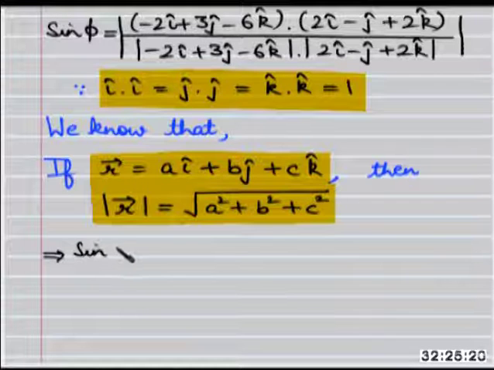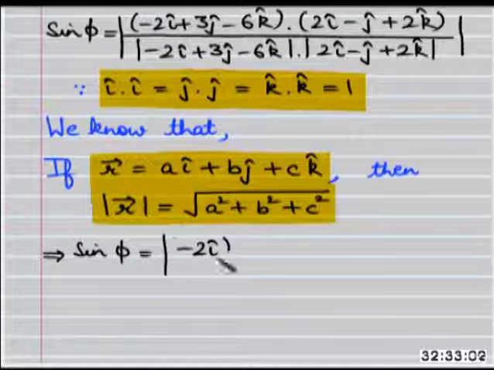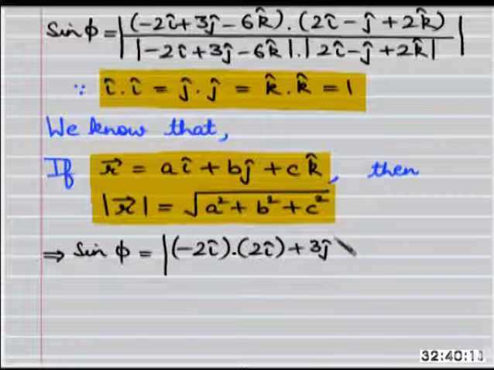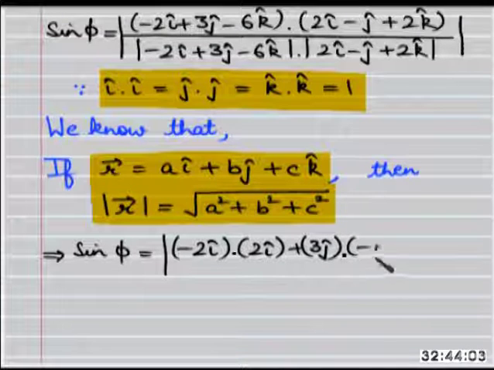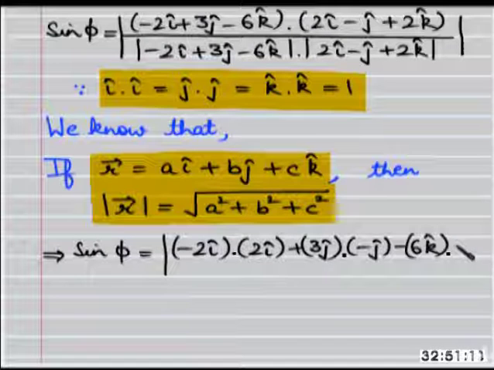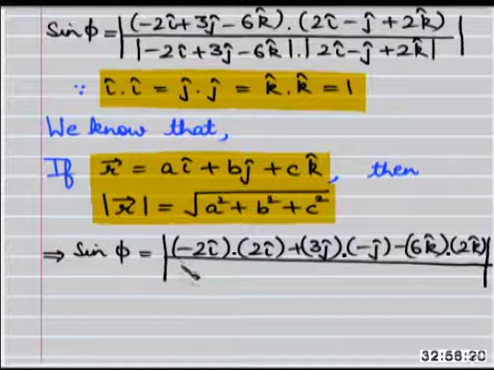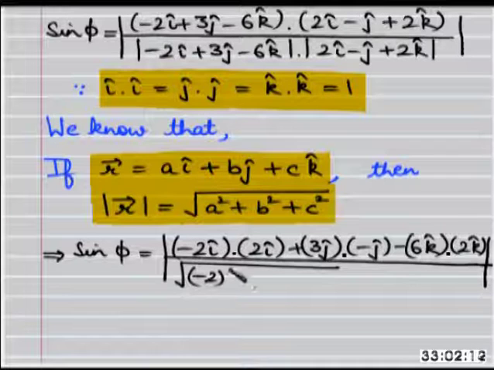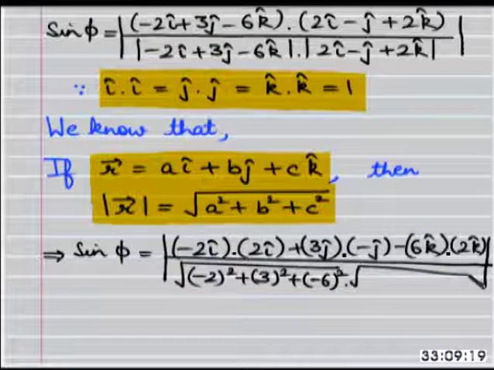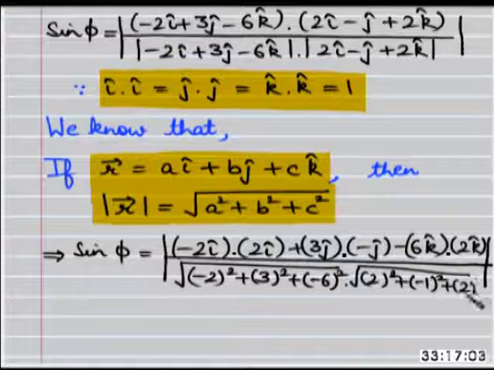sin phi is equal to modulus of minus 2i cap dot 2i cap plus 3j cap dot minus j cap minus 6k cap dot 2k cap whole divided by square root of minus 2 square plus 3 square plus minus 6 square into square root of 2 square plus minus 1 square plus 2 square.